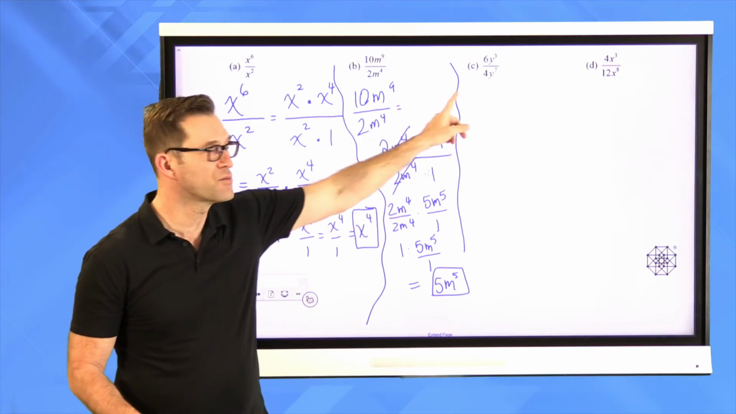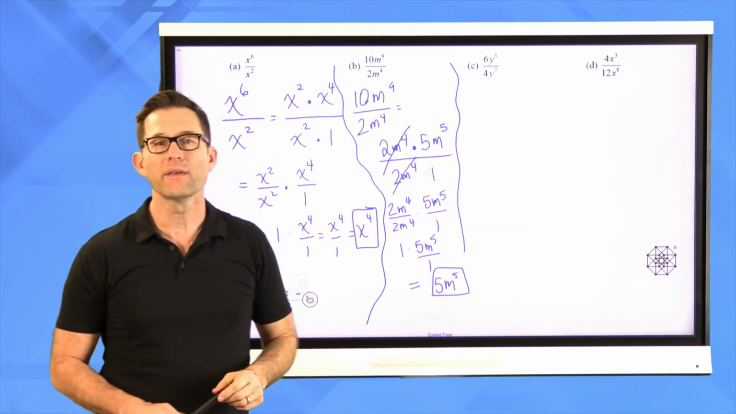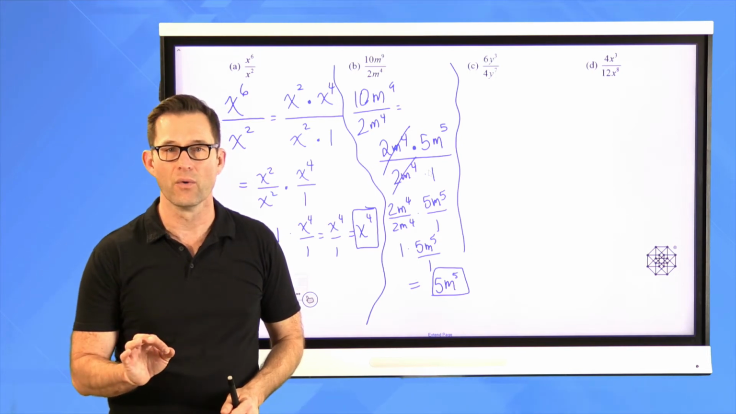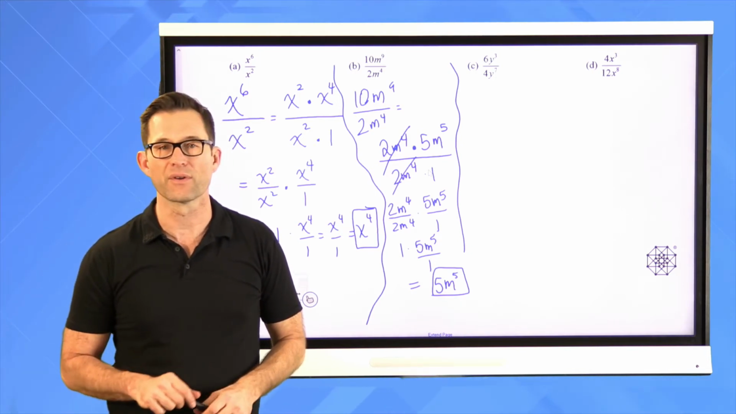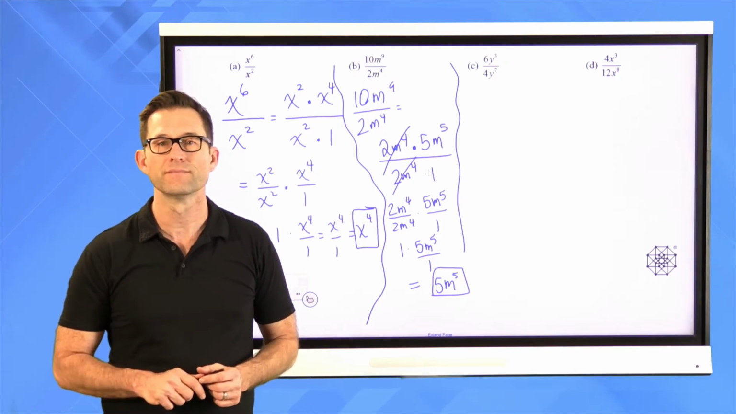Now, we've got some trickier ones coming up here, especially letter D. What I'd like you to do is pause the video now and see if you can do letter C on your own, and then we'll do letter D together, because there's something in there that can really trick people up. Pause the video now.